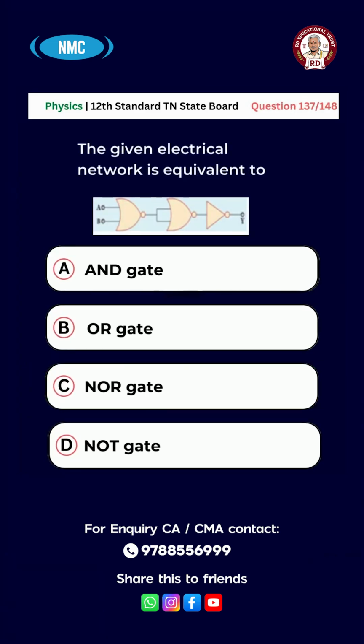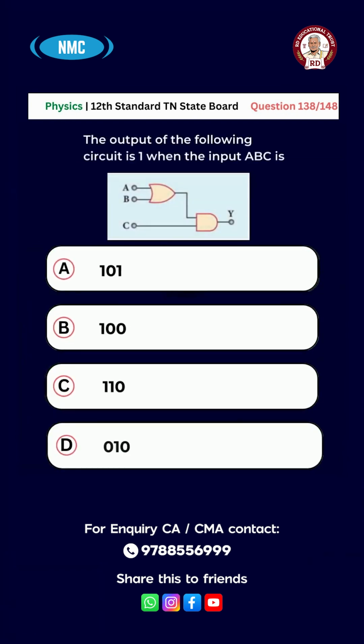Question number 137. The given electrical network is equivalent to option A, AND gate, B, OR gate, C, NOR gate, D, NOT gate. The right answer is option C, NOR gate. Question number 138. The output of the following circuit is 1 when the input ABC is option A 101, B 100, C 110, D 10. The right answer is option A, 101.